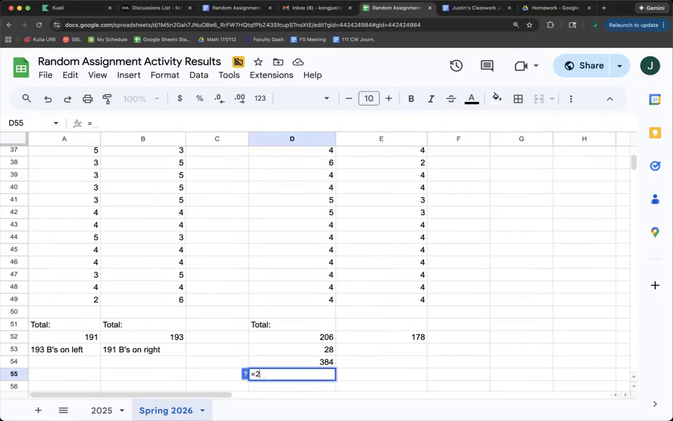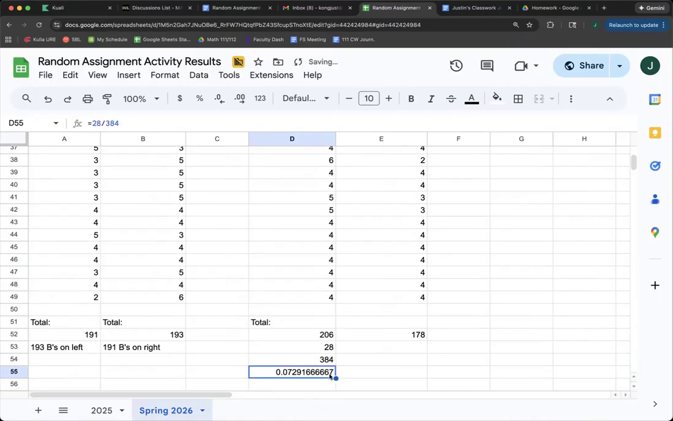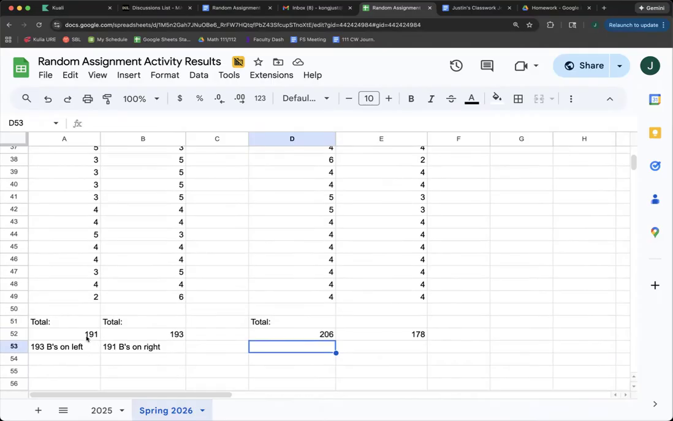And what is 28 out of 384? That's about 7%. About 7% of my overall A count is how much more is on the left. So if you think about it, even though it's sort of an unlucky result, they still ended up relatively close together. But this one was a really nice outcome where they're very close.